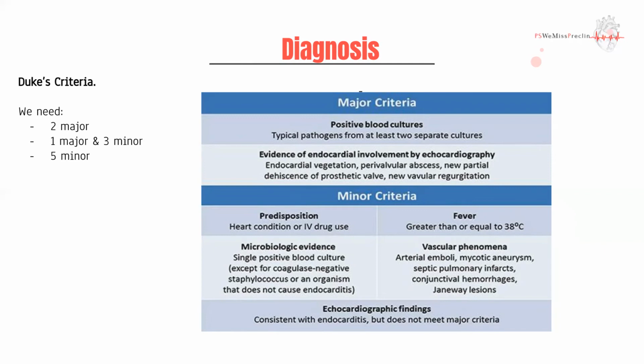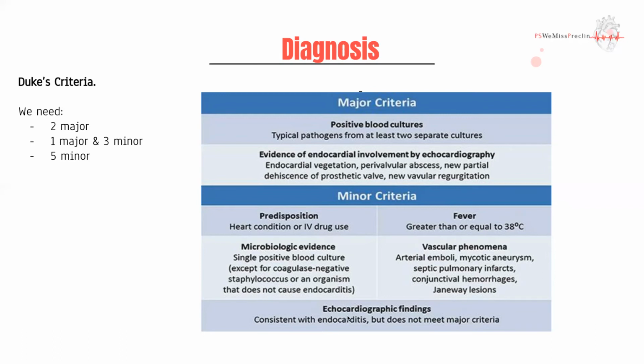So the vascular phenomena refer to the complications we talked about earlier. Any arterial emboli, mycotic aneurysms, septic pulmonary infarcts, conjunctival hemorrhages, Janeway lesions, all of those constitute a minor criteria as they're all vascular phenomena.